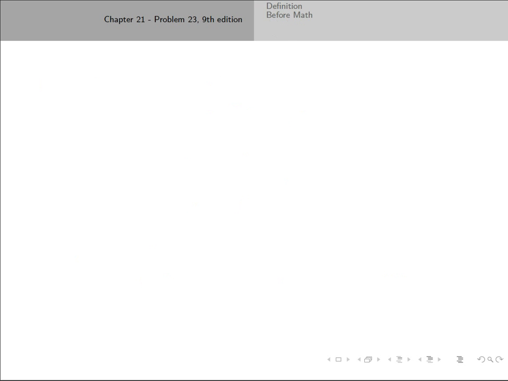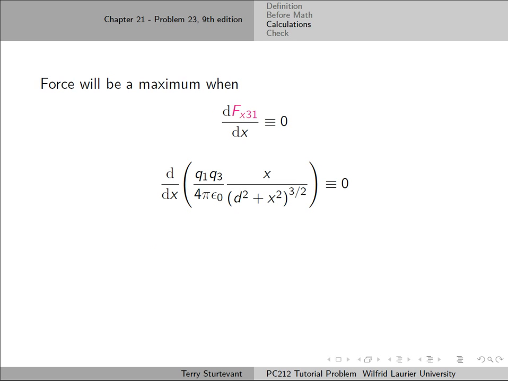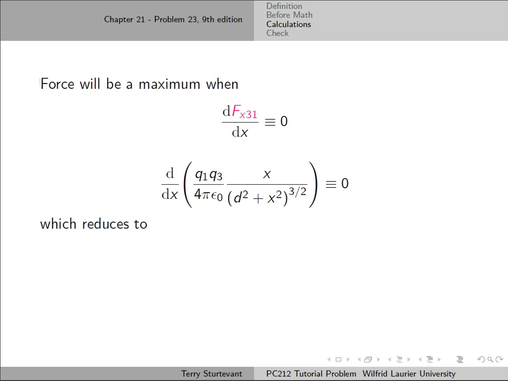So the force will be a maximum or a minimum when the derivative equals 0. If we differentiate that equation and set it to 0, we can find out when the force is a maximum or a minimum. Now, this simplifies because all of these terms are constants and none of them is 0, so we can factor this out, so that for this whole thing to equal 0, this will have to equal 0.